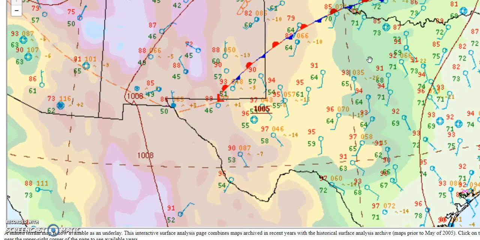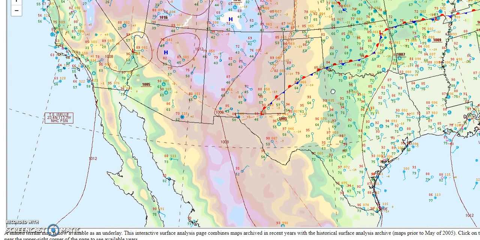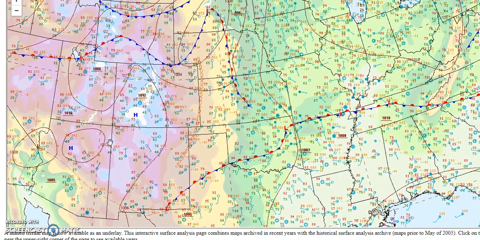But this is how they use those station models to concisely represent weather happening all over, from hundreds of locations, putting their station models all on the same map.